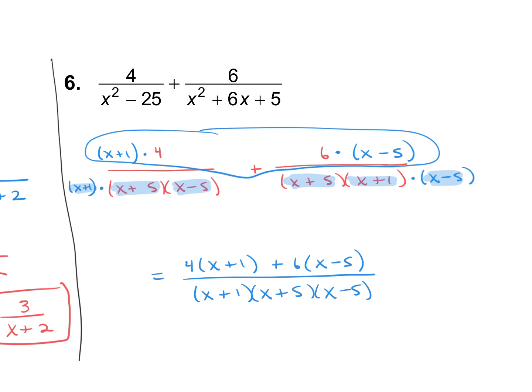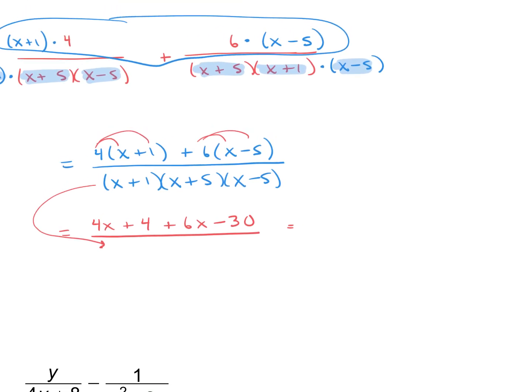Now, it's going to be very tempting to cancel these and cancel these. But because of this plus in between, we cannot. We actually are going to simplify the numerator. We're going to do some distributing. So our numerator has a 4x plus 4. We're going to distribute a positive 6: plus 6x minus 30, all over this denominator. I'm not going to rewrite it right now because I can see that we can combine like terms in the numerator.